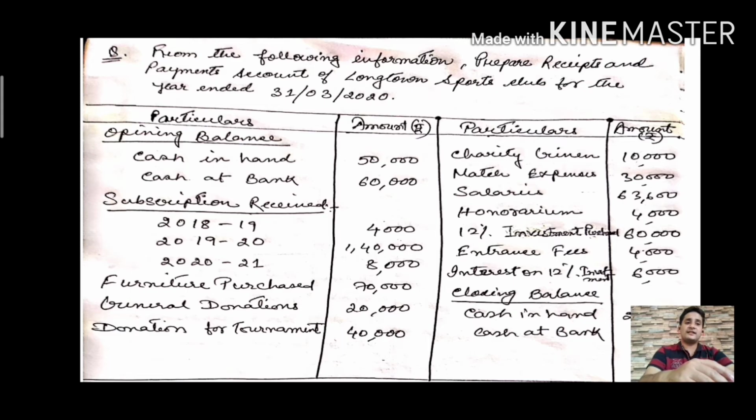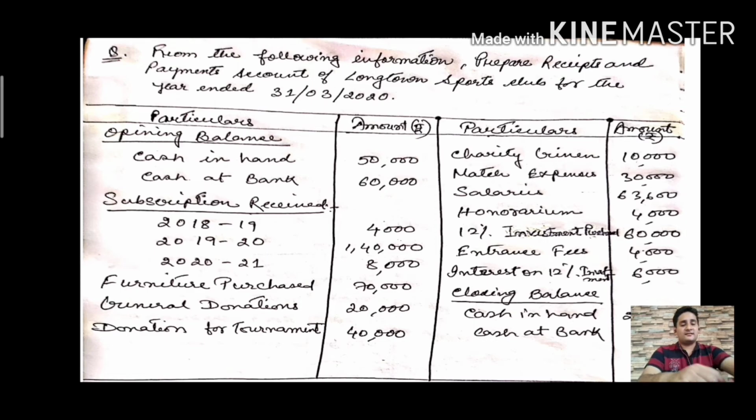Salaries is a payment. Honorarium is a payment. 12% investment purchase is a payment. Entrance fees, interest on 12% investment. Interest means cash is received, so it is a receipt, a cash receipt. So you record interest on 12% investment on the debit side, under the receipt side. Next, closing balance is given, cash in hand and cash at bank.